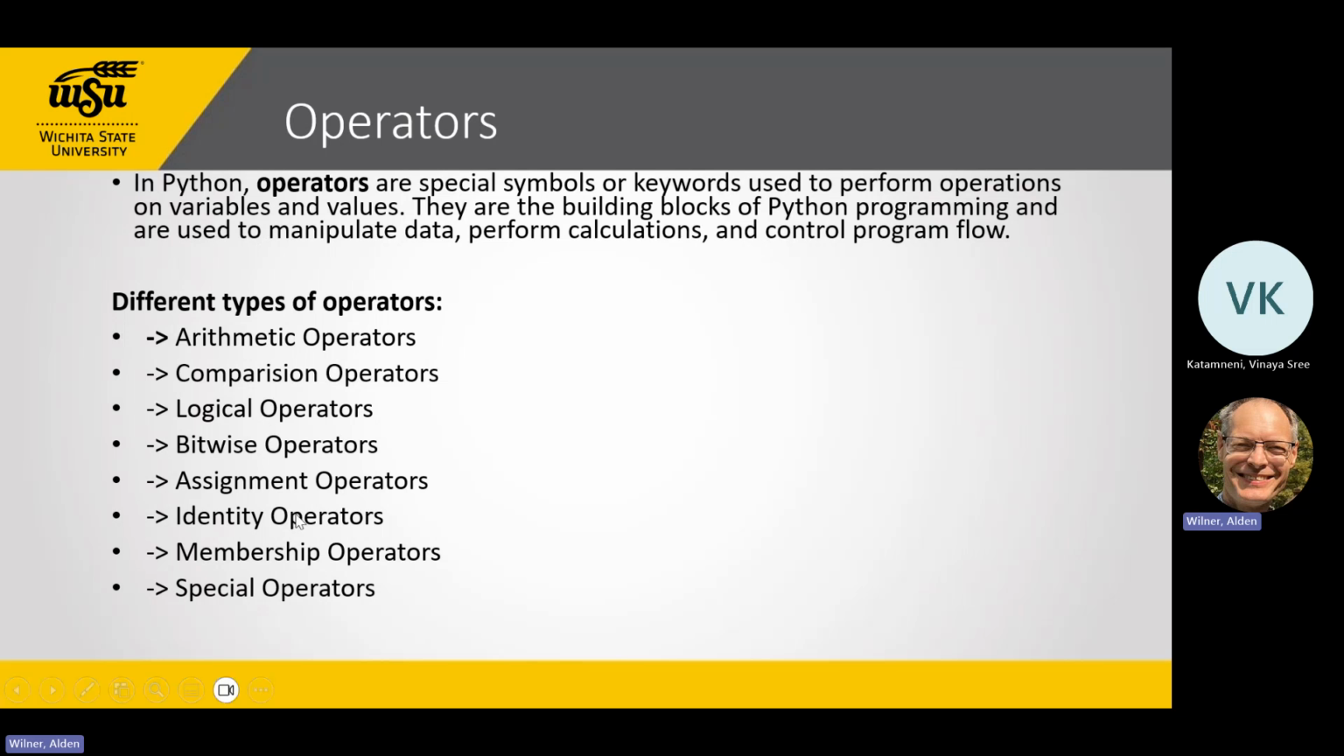Identity operators check if things are the same or if they're equal. I mean, those are two different things. You can have two different lists in Python, and the lists contain the exact same values, but they're two different lists. Or you can have something that references the same list from two different places.